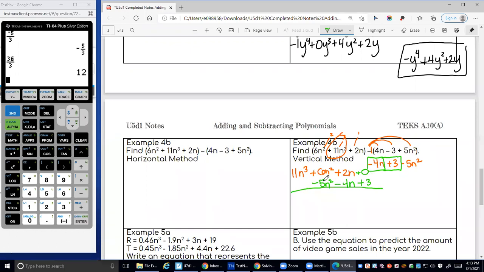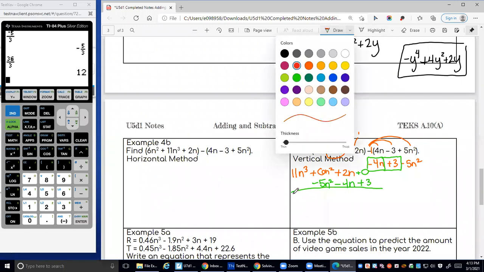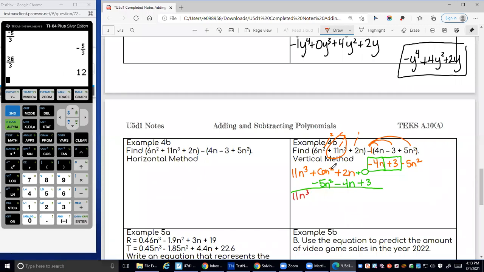Yes. Okay. And so we've got 11n to the 3rd. That just drops right down. 6 minus 5, it's 1. 2 minus 4, -2. 0 plus 3, plus 3. And notice that we're not changing our exponents or anything, right?